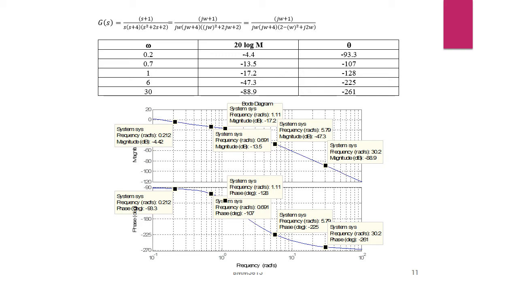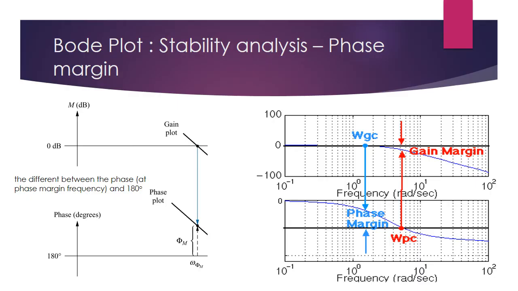So how is this useful in stability analysis? In stability analysis using a Bode plot, what you need to identify is what we call the phase margin. Why do we want to identify the phase margin? Let's first have a look at the definition of phase margin. What is phase margin? Here we have a definition of it. The phase margin is basically the difference between the phase at what we call the phase margin frequency and 180 degrees. So how do we identify this phase margin frequency?